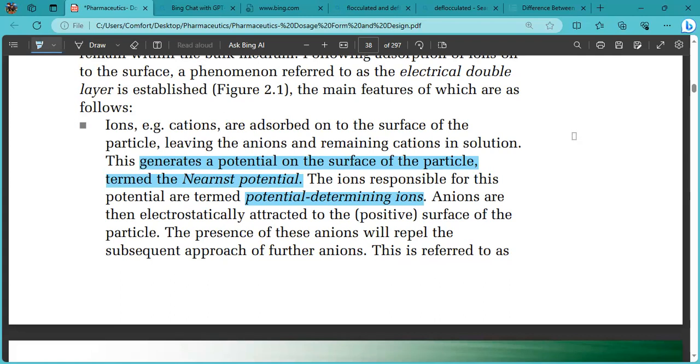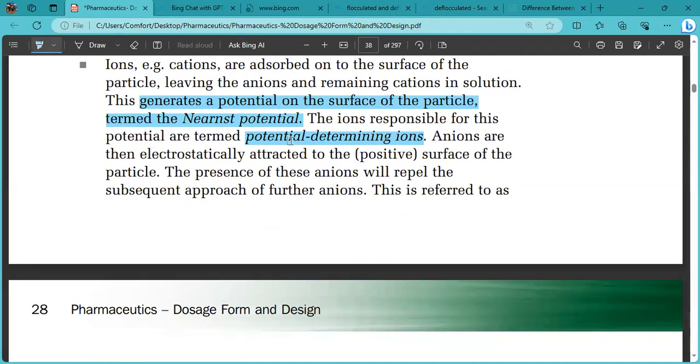It depends. But then the adsorption of these cations on the surface of the particle generates a potential, and this is referred to as the enhanced potential. So this potential is as a result of cations or ions basically adsorbing onto the surface of the particle. These ions are the potential determining ions. The potential determining ions determine what the enhanced potential will be.